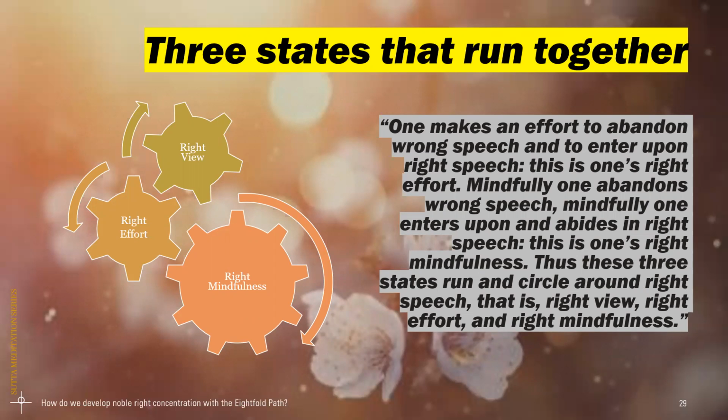So when noble right view about the Four Noble Truths is there, we recognize the importance of internally checking: should we lie or shouldn't we lie? Should we have harsh speech or not have harsh speech? Should we refrain? Should we abstain? All those things are running through. When they are running through, right effort kicks in and says, okay, I'm going to refrain from lying. And mindfully we refrain. It's because of right mindfulness, that's the gatekeeper, that's the support. We know that we need to apply the effort and when to refrain.